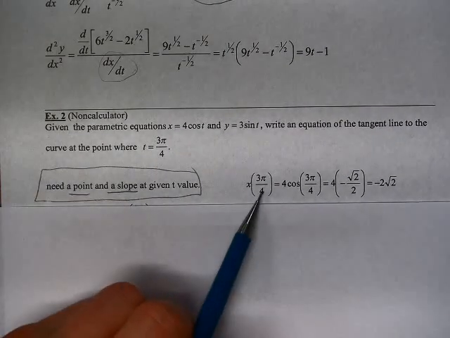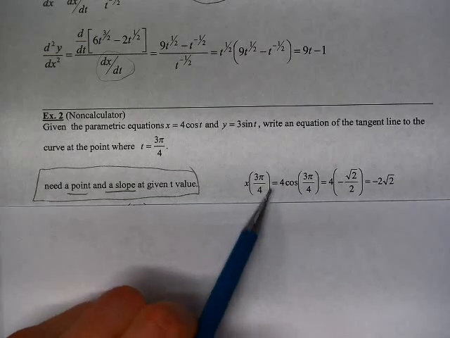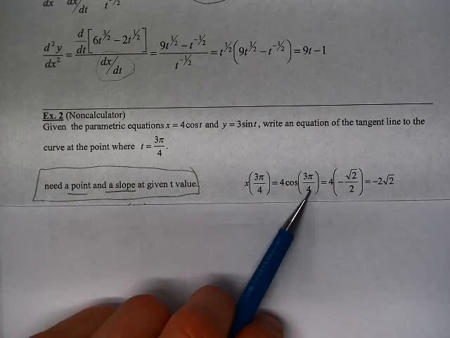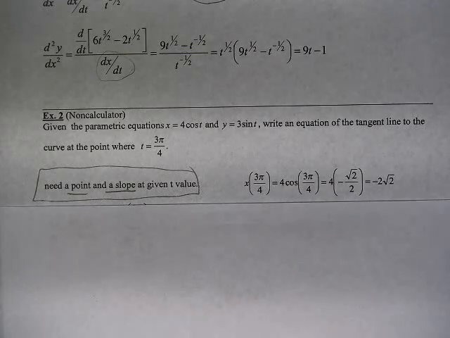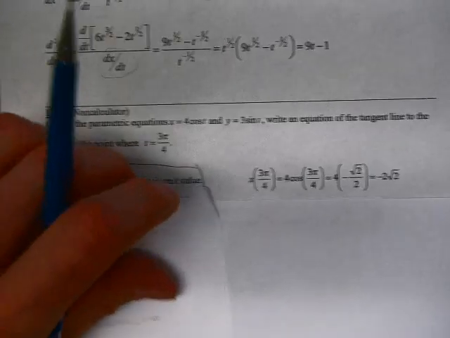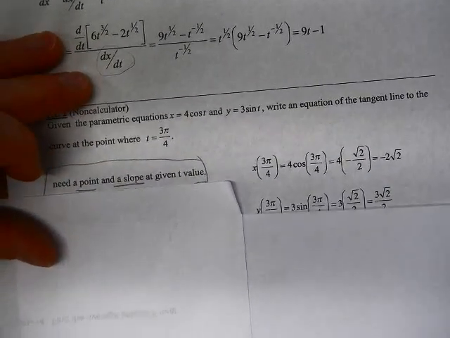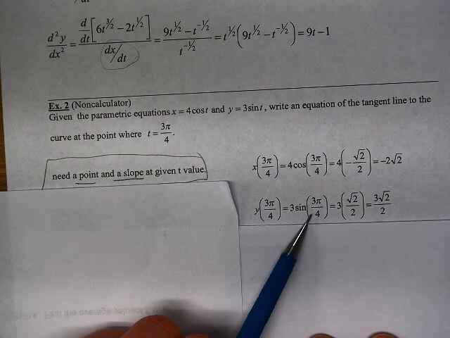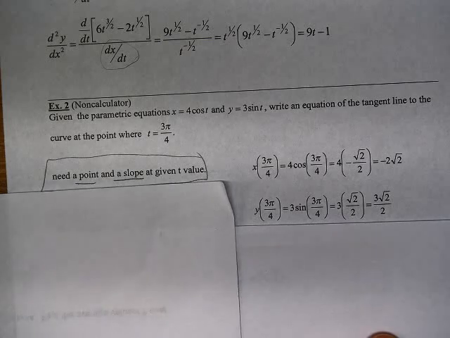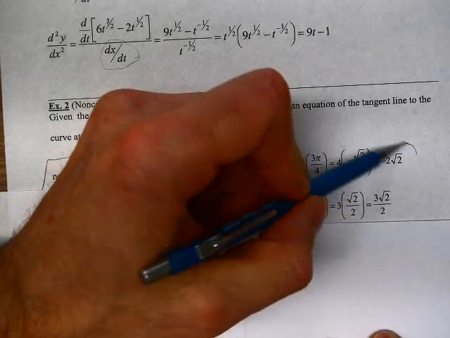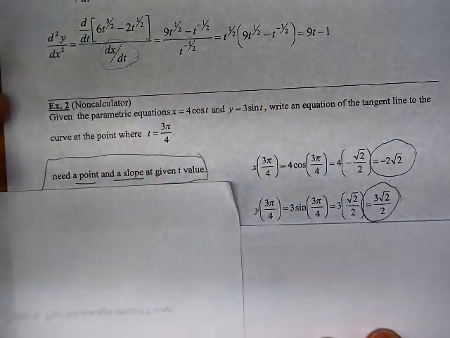All right, so here I'm calculating the x value when t equals 3 pi over 4. So I literally just plug 3 pi over 4 in, simplify a little bit, I get negative 2 root 2. I calculate the y value the same way. The y value is 3 sine of 3 pi over 4. Sine of 3 pi over 4 is root 2 over 2. So I get 3 root 2 over 2. So here's my x value and here's my y value.